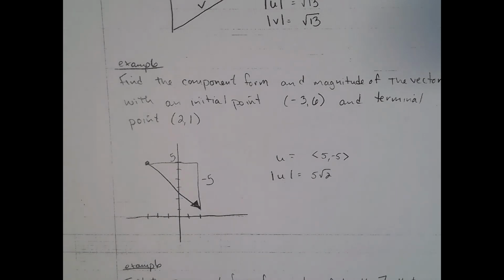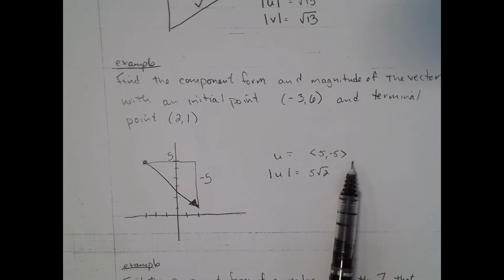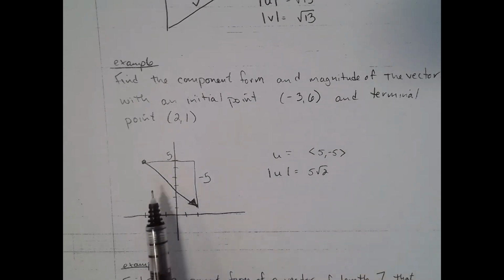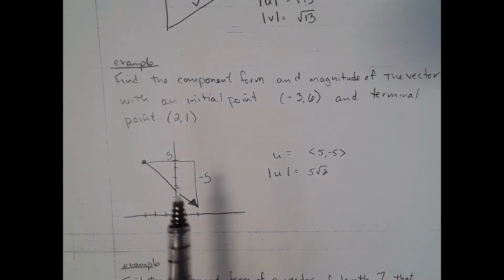So we're going to represent that vector in component form. You just need to know how far over and how far down, so it's <5, -5>. And the magnitude, using a special right triangle, 5, 5, 5 square root of 2, so it's 5 square root of 2.